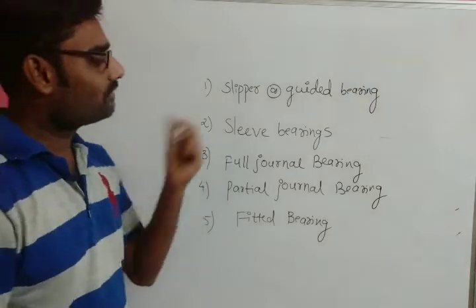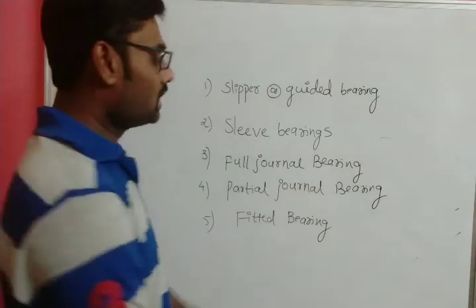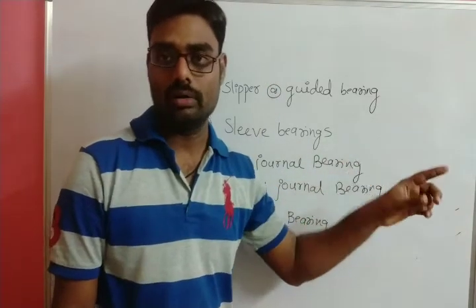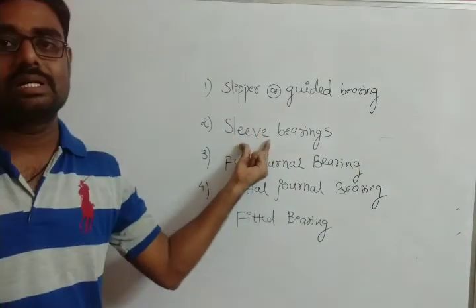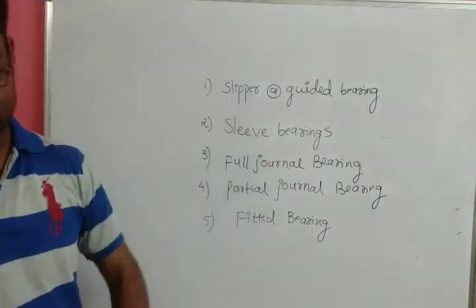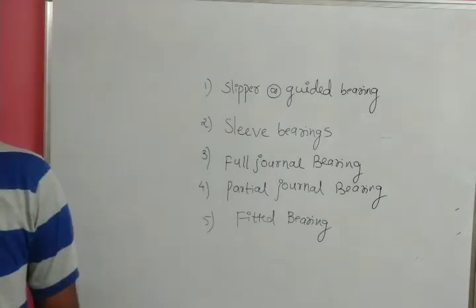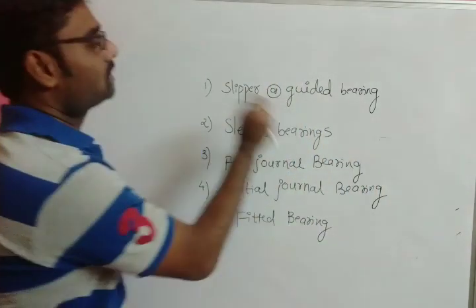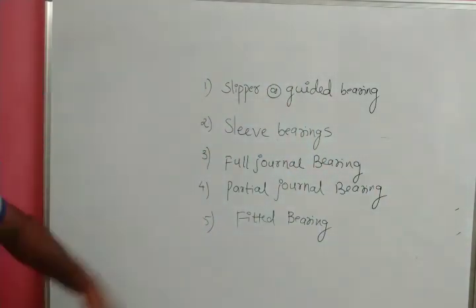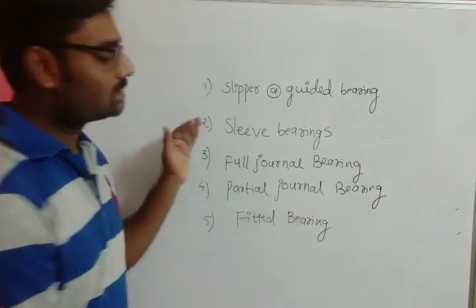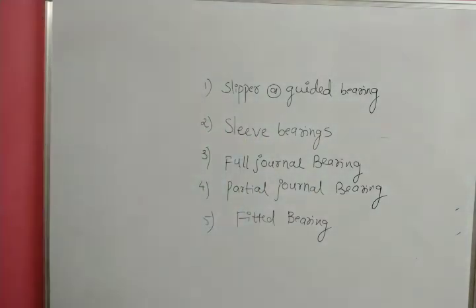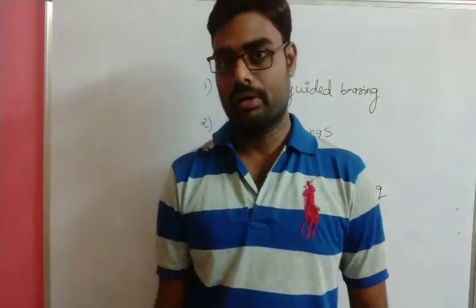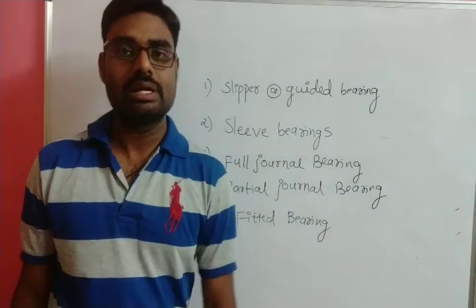What is the definition of sleeve bearings? The sliding action is along the circumference of a circle or in an arc, so that type of bearing is known as sleeve bearings. Slipper means the sliding action is guided in a straight line. Then second one is sleeve bearings.